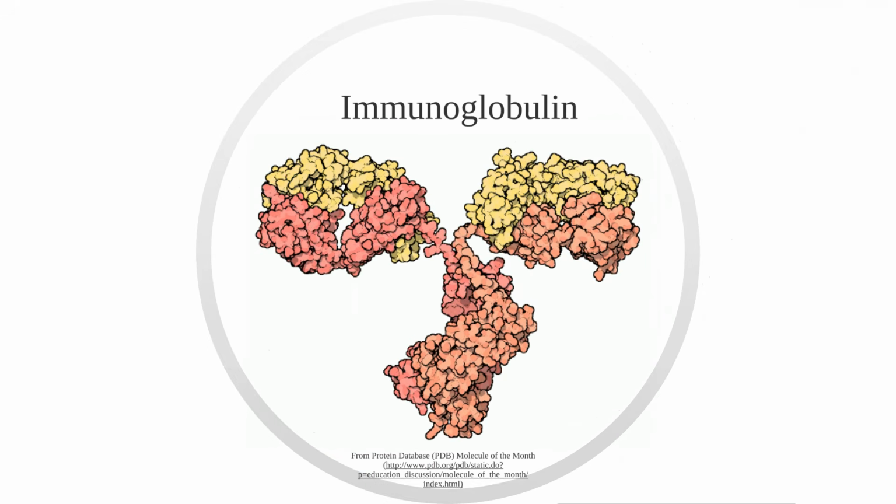This is another representation of what an antibody looks like. This was a figure that I used in the presentation about the blood, talking about the plasma proteins, which is one place where we find immunoglobulins or antibodies.